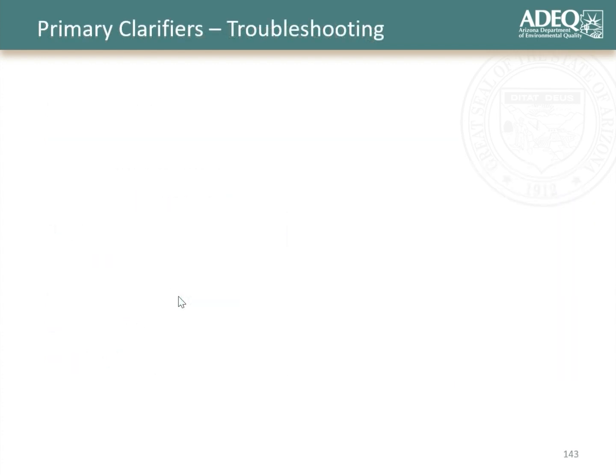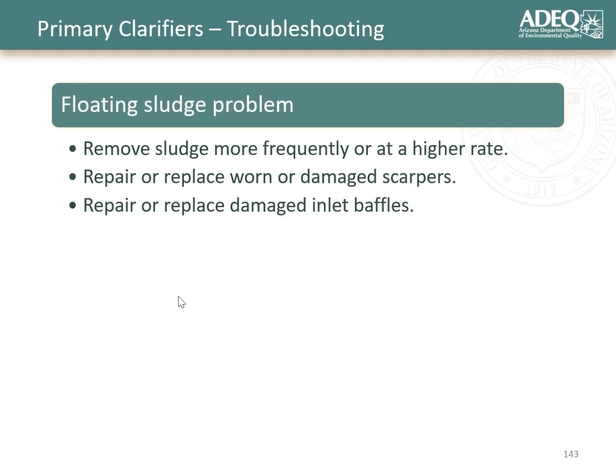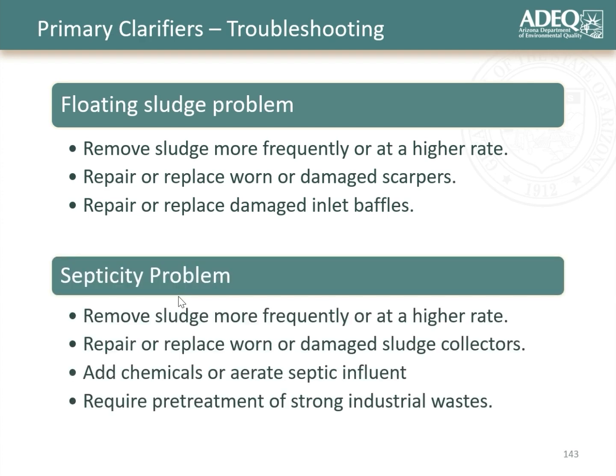Let's walk through a couple of troubleshooting things that you can do for a clarifier in terms of performance. Floating sludge problem. So floating sludge typically happens when sludge sits in your clarifier for too long. So one way to solve that is to remove the sludge more frequently at a higher rate. Another thing could potentially happen is you need to repair or replace worn or damaged scrapers because maybe there's a spot where the sludge is not being removed and it's just sitting there, and the result is that it's causing the floating sludge. Also, repair or replace damaged inlet baffles too could be a potential solution.